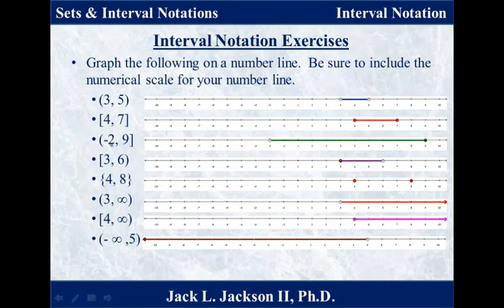The next one goes over here from -2 to 9, but we don't include the -2, we do include the 9, and then we include the stuff in the middle that's green there. The next one's closed on the left and open on the right from 3 to 6. So a dot at 3, open dot at 6, and shade in between, the purple.